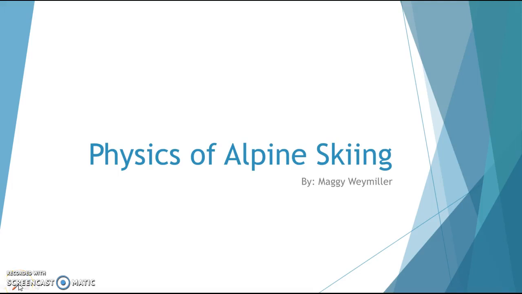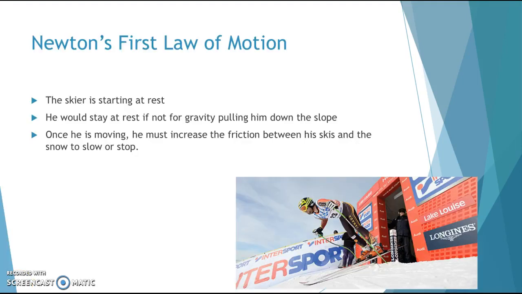Today we will be talking about the physics of alpine skiing. Newton's first law of motion states that an object will remain at rest or travel at a constant speed in a straight line unless acted upon by an unbalanced force. One way skiing is affected by the first law of motion is by going straight.